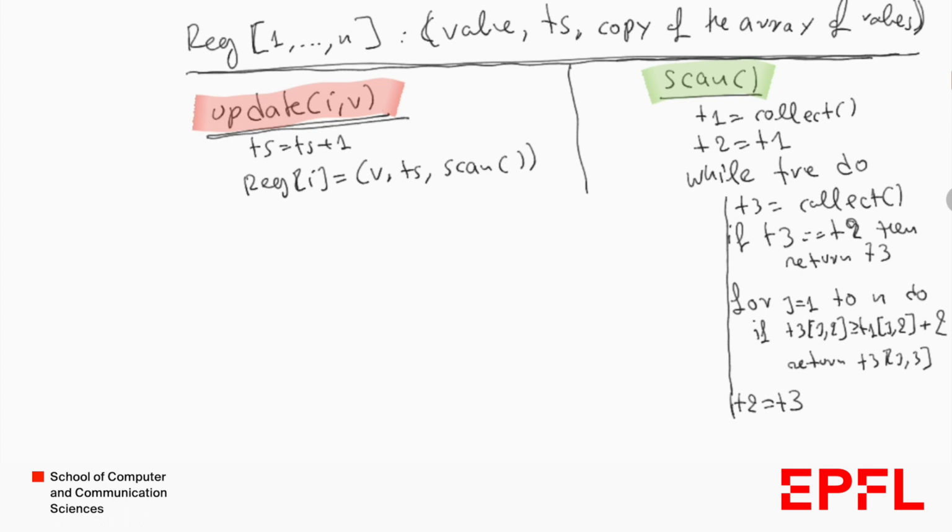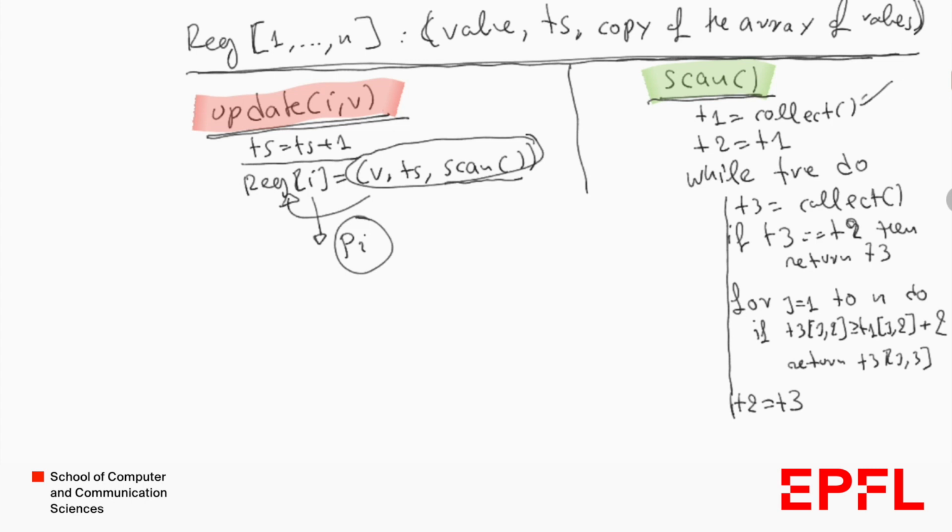And then you have the update operation. It increases the timestamp first, then it performs the scan, and then it stores this triple inside the array, where again i corresponds to the identifier of the process. And you have a scan.